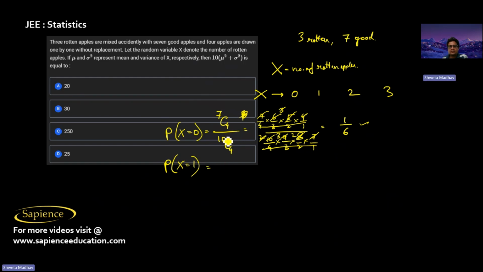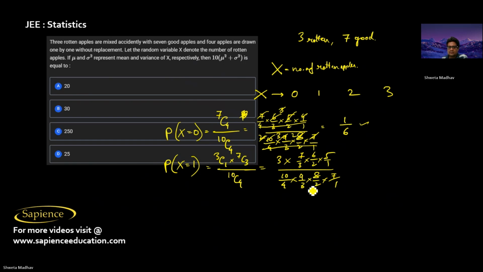It means that we will choose one rotten apple in 3 ways, and the remaining 3 apples will be good apples. So it is 3 into 7C3 ways by 10C4 ways. So this will be 3 into 7 by 3 into 6 by 2 into 5 by 1 divided by 10 by 4 into 9 by 3 into 8 by 2 into 7 by 1. 3 to 1 will get cancelled.